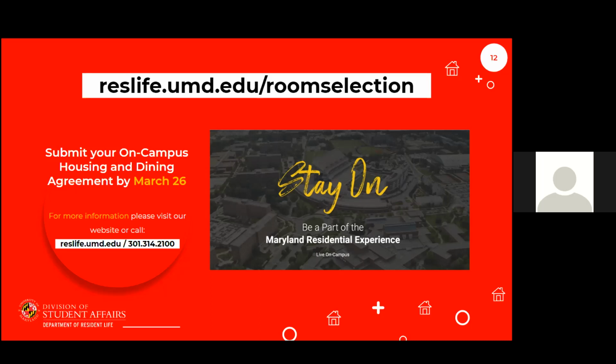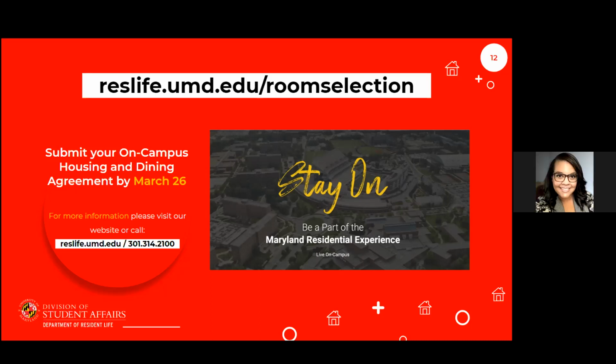So if they would have gotten an email from us on March 1st saying that they were eligible, then they are eligible. If they were a student who never submitted a housing agreement and was living off campus and wants to come on, the likelihood of them being able to secure on-campus housing would be very, very low.